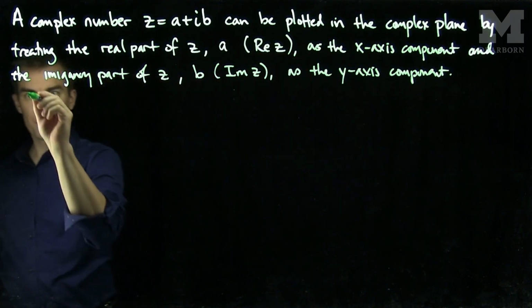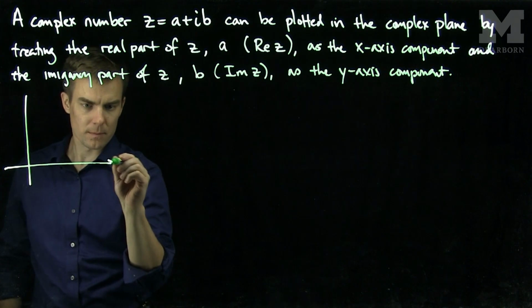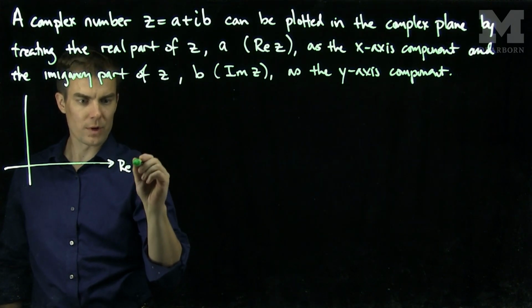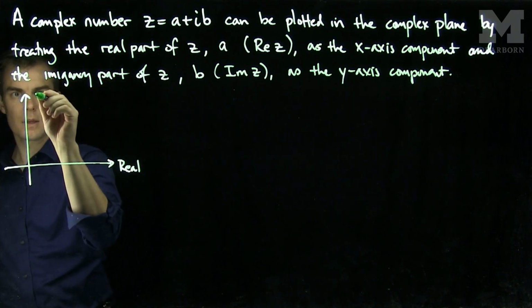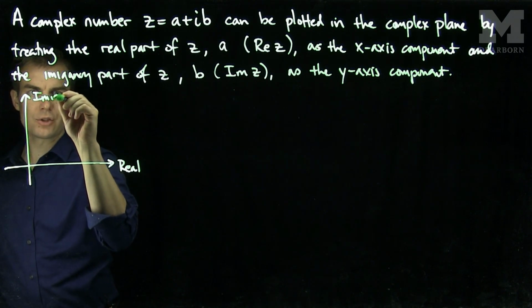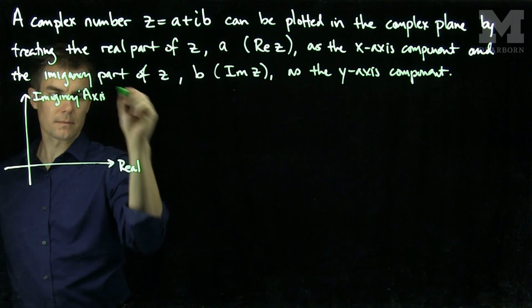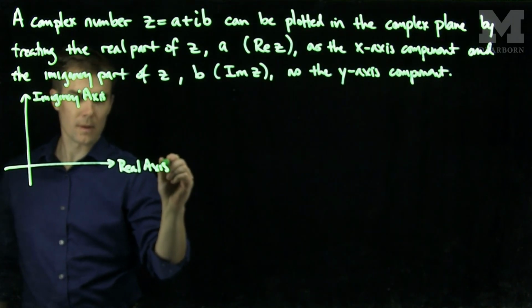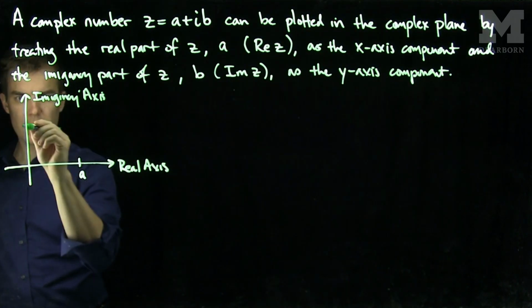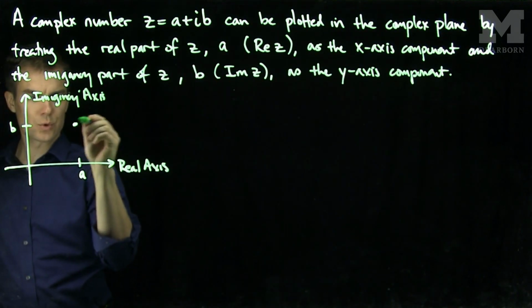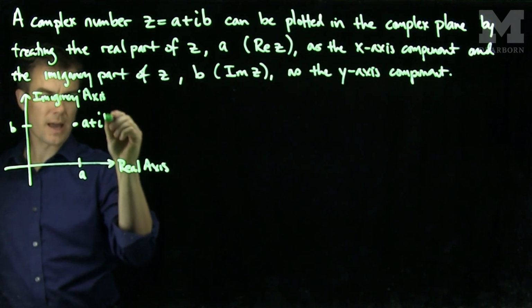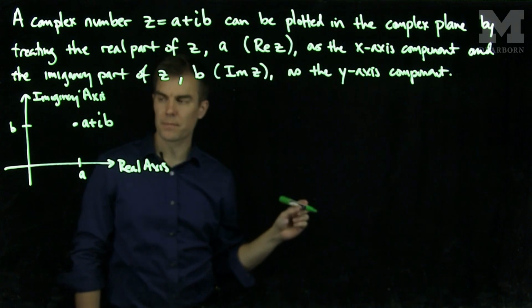So when I plot a complex number, I have the real axis and the imaginary axis. If this is a and this is b, this is where I will plot my complex number a plus ib.